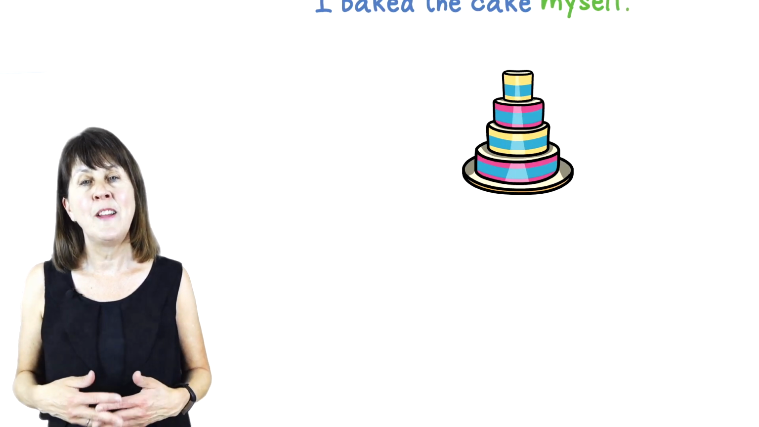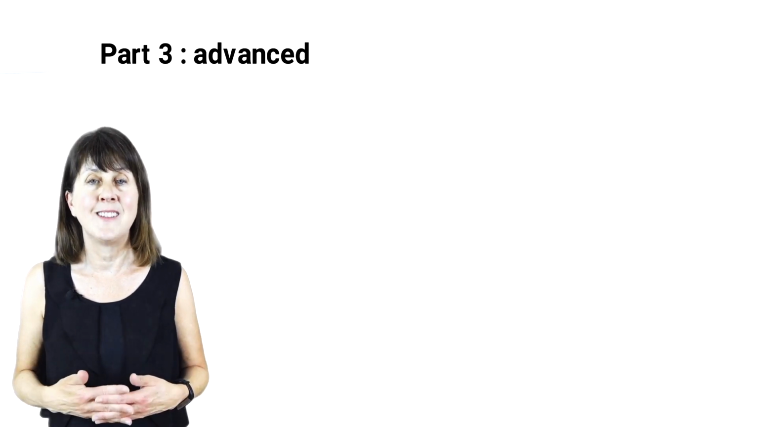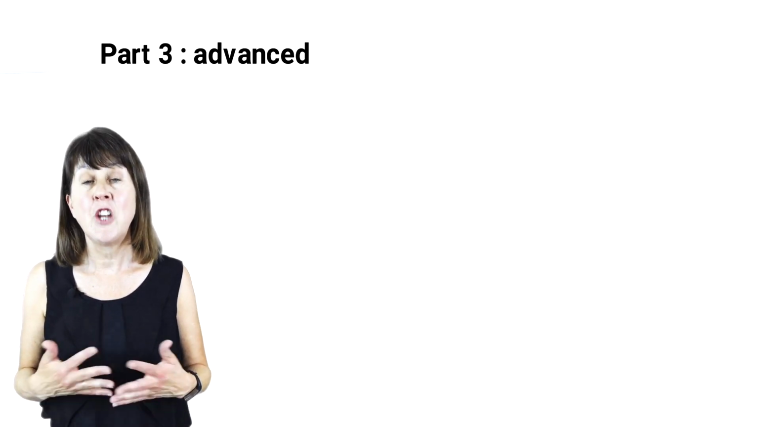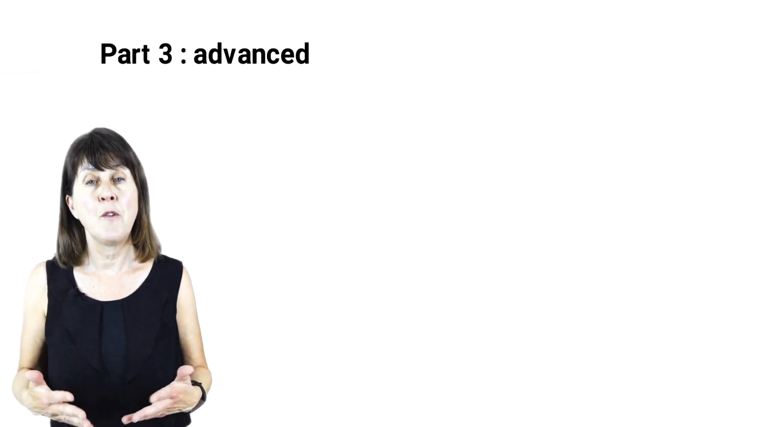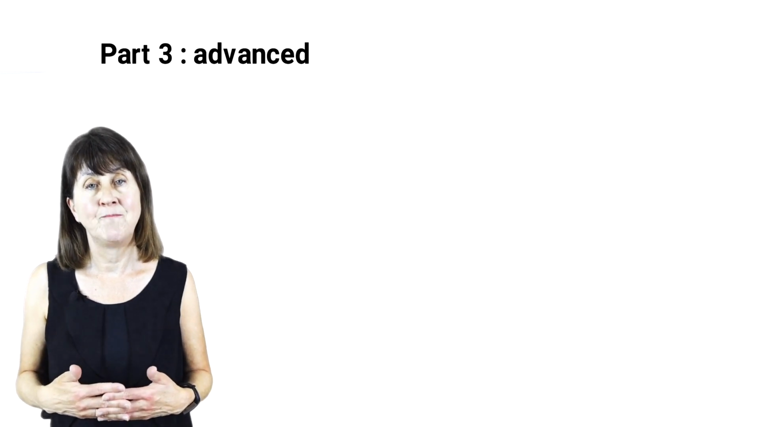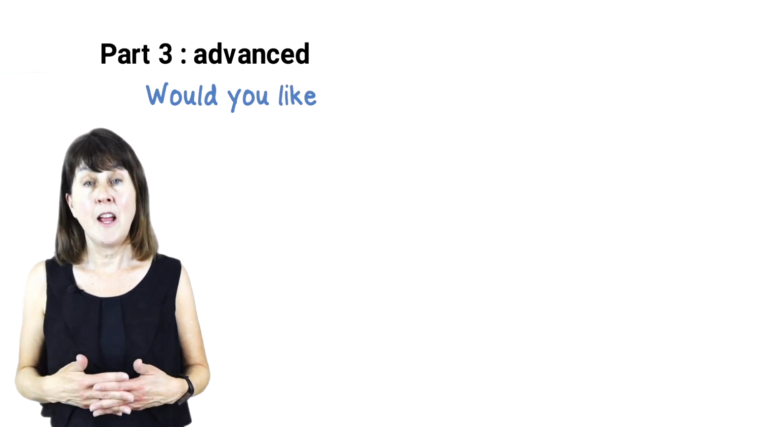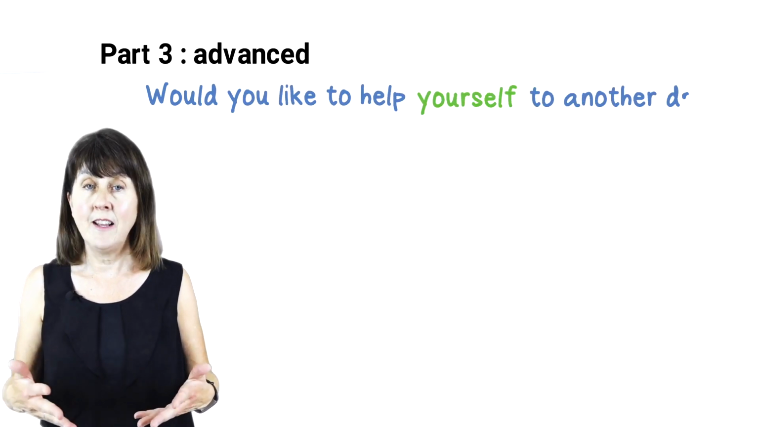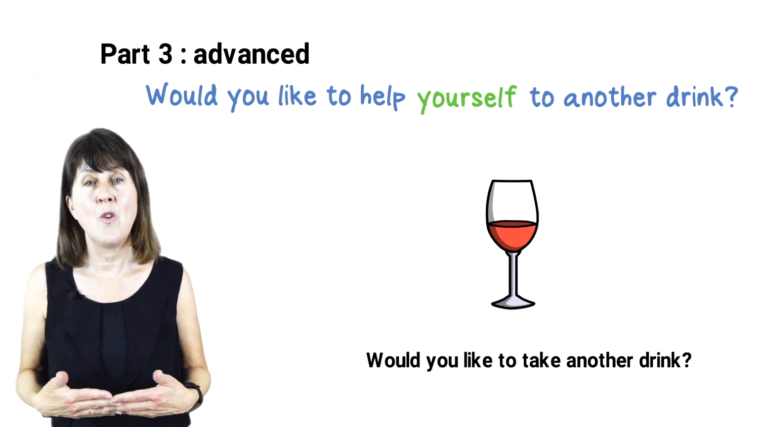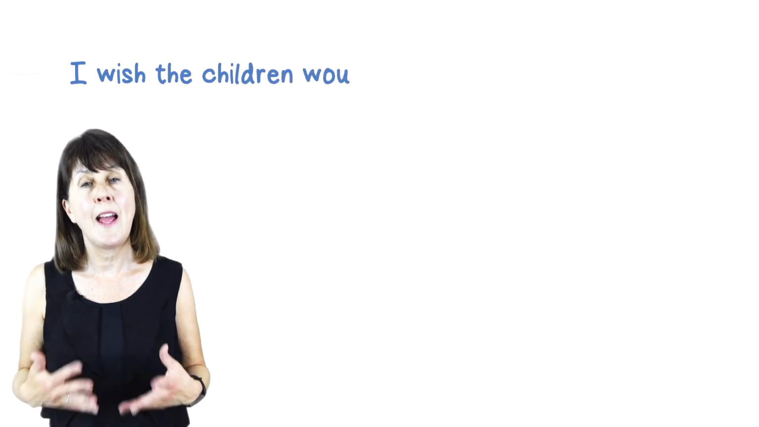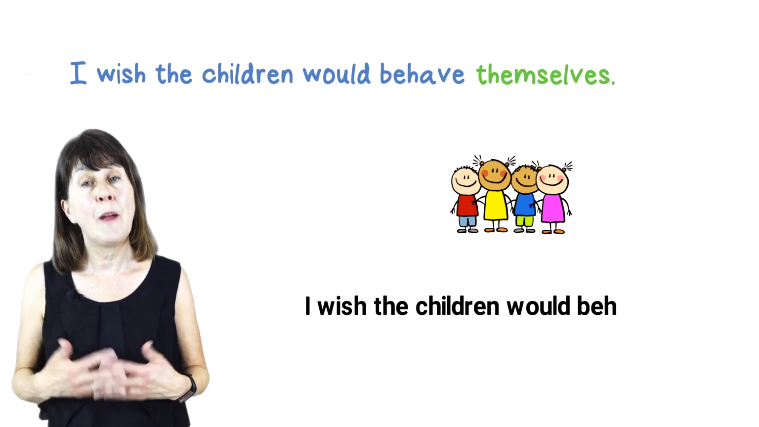Okay, so now moving on to the advanced and final section on reflexive pronouns. Some verbs change their meaning slightly when they have a reflexive pronoun as a direct object. Here are some examples. Would you like to help yourself to another drink? This means, would you like to take another drink? Or, I wish the children would behave themselves. Here, this means, I wish the children would behave well.